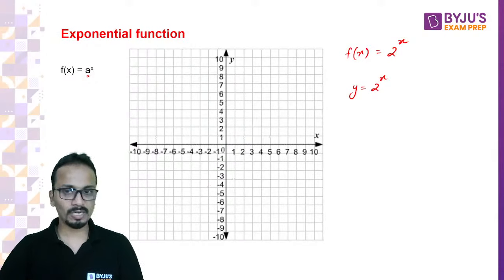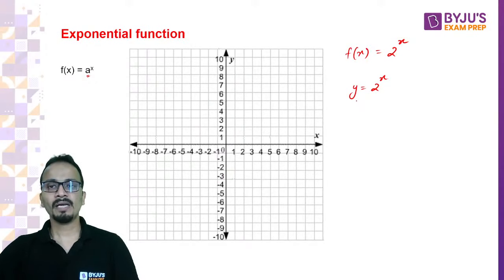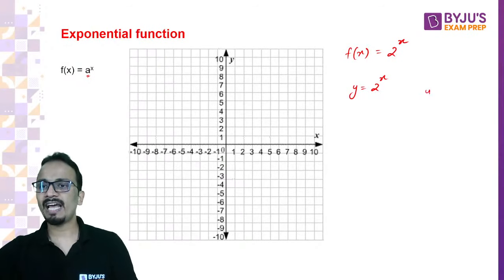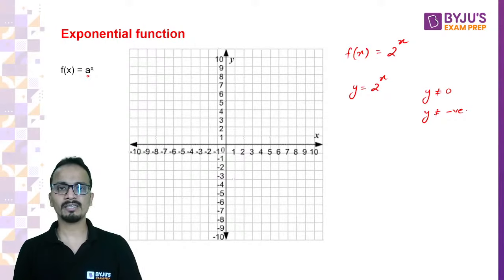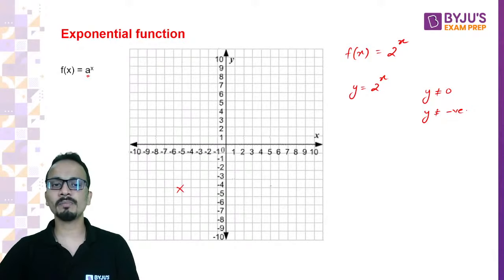All right, let's move ahead. So, I was saying that for any value of x, the value of y will not be 0. Also, the value of y will not be any negative number. Okay? So y cannot be 0, y cannot be negative. Right? So that means the graph will not be present in these two quadrants.